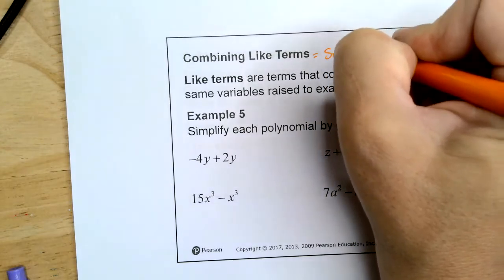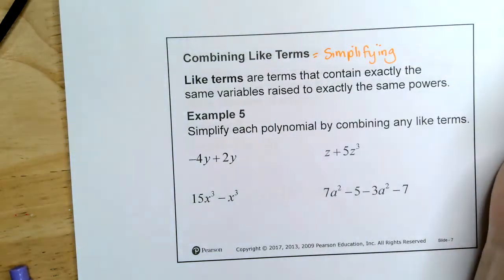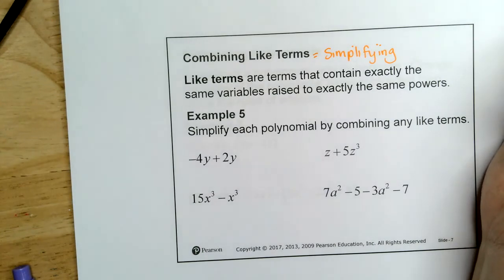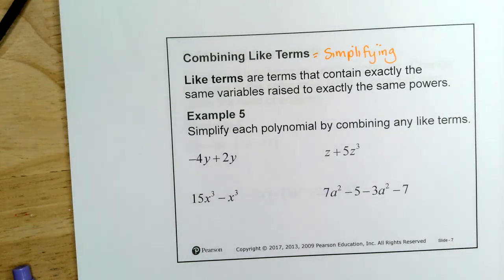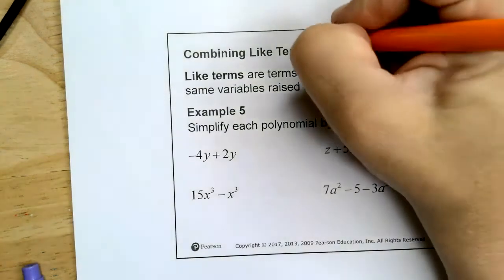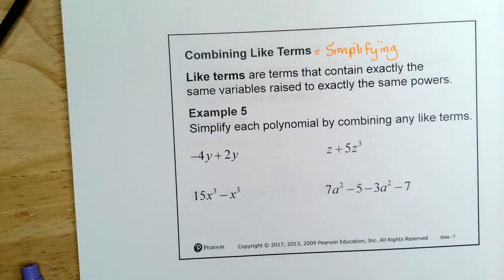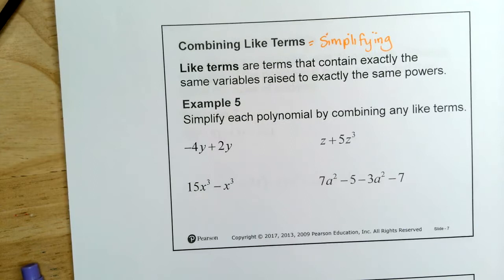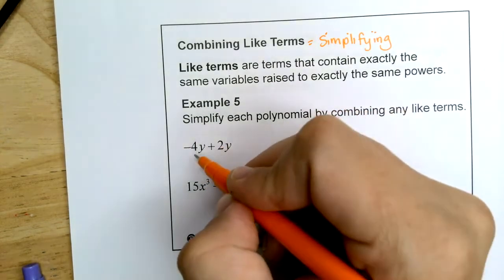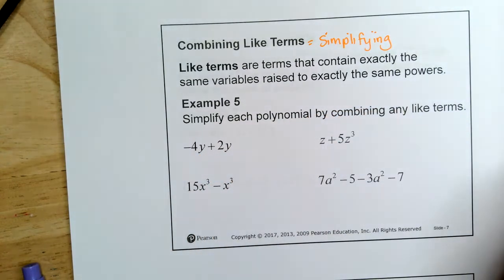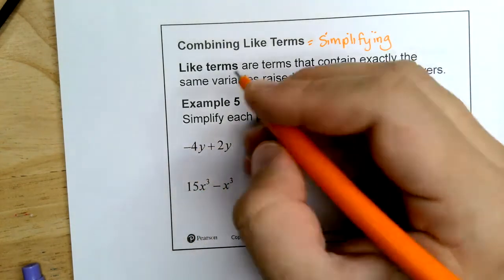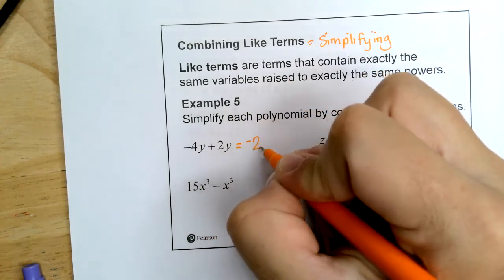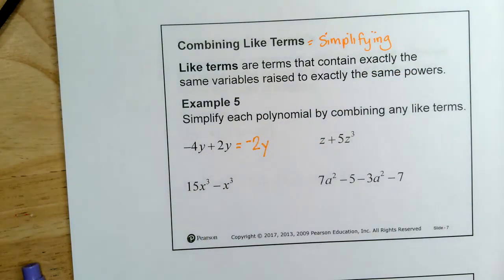On the last page we got a negative 4 and an 11, right? Simplifying. The last time we got 2 numbers. This time we're just going to get it as simple as we can. There's not really going to be numbers. So these 2 are the same terms. So we say negative 4 plus 2 is negative 2. The y stays the same. Okay.